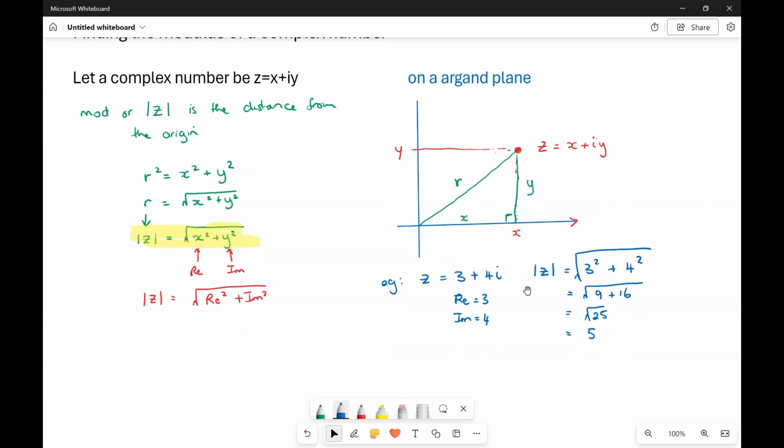So that means if that was the point that we plotted, the distance from the origin would be 5. And that's how you find the modulus.